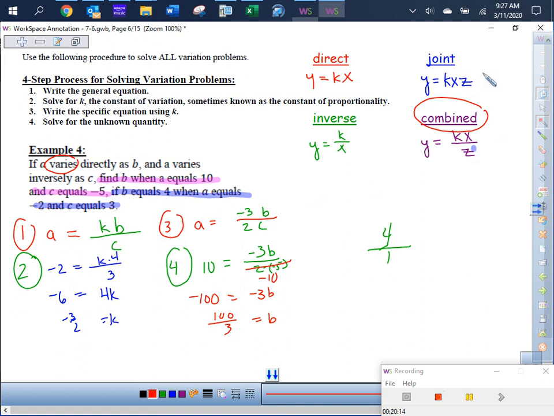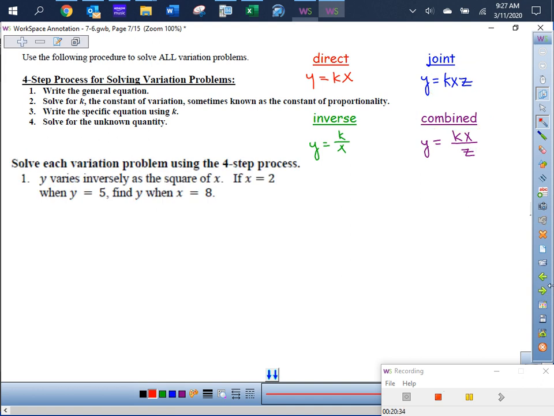Jointly, everybody's upstairs, combined, direct up, inverse down. Please try to do step 1 with your neighbor and then check it with mine. Or pause the video, do step 1, and check.